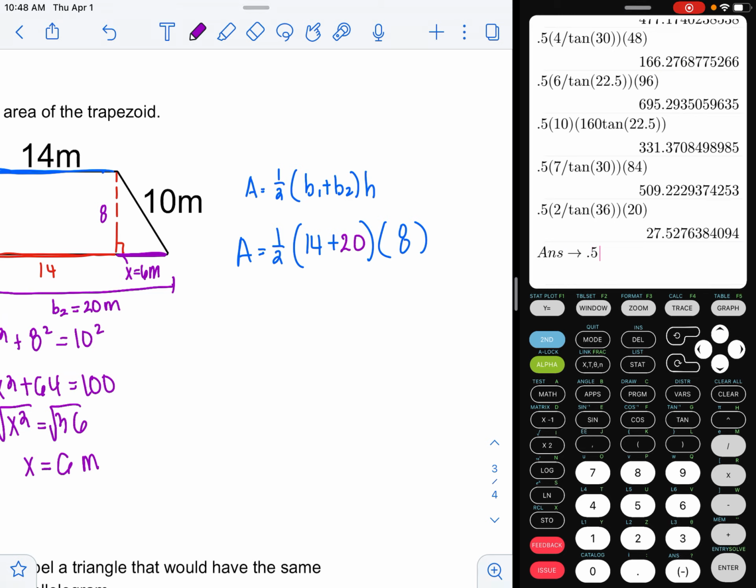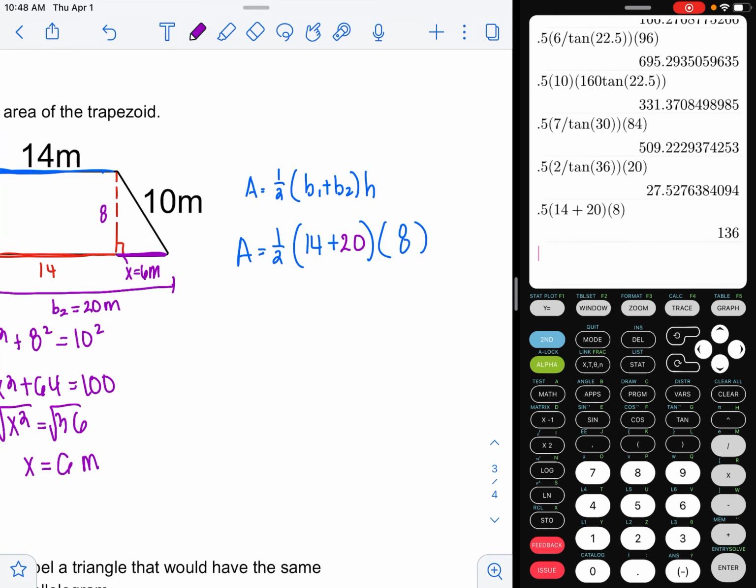Now I can put that in my calculator, 0.5. Oops, clear. 0.5 parentheses, 14 plus 20, close parentheses, open parentheses, times 8. Enter. And I get the area is 136 meters squared.